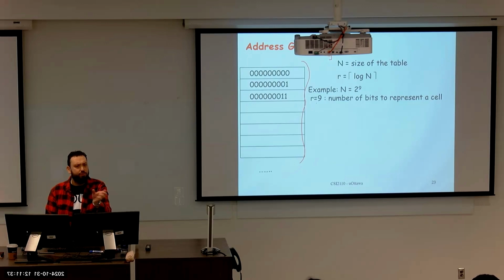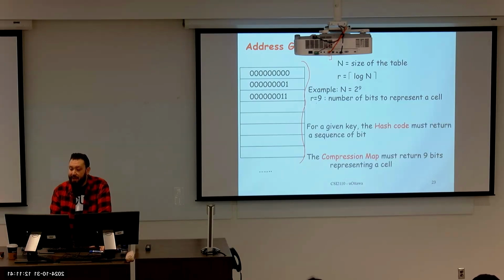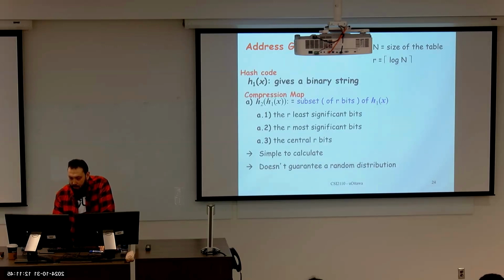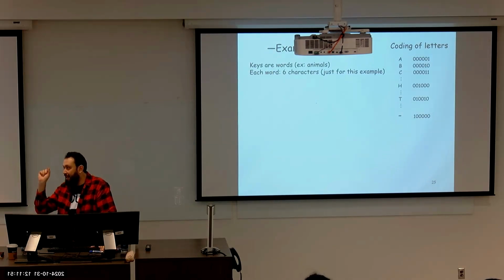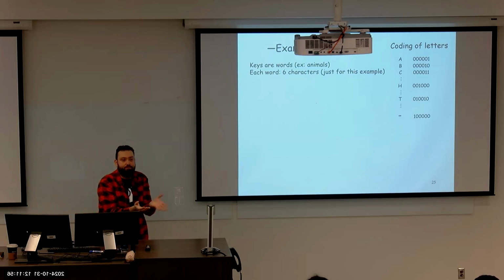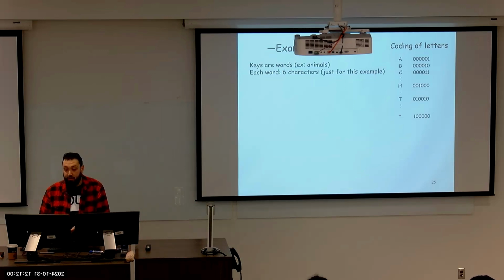For this course, we're going to use the modulus. For a given key, the hash code must return a sequence of bits, okay? Now, let's take an example. Instead of converting the alphabets of the names into just 0, 1, 2, 3, I want to convert them into 6 bits. Okay, just 6 bits.